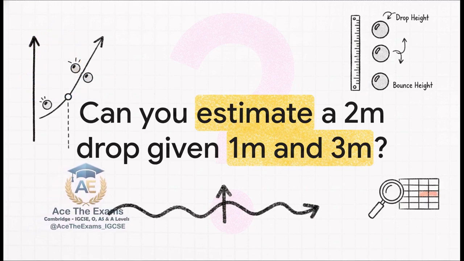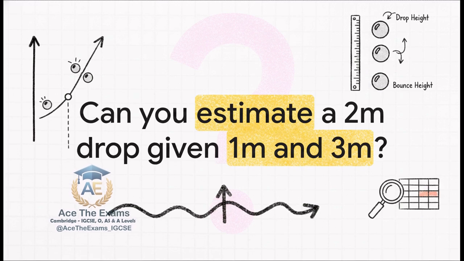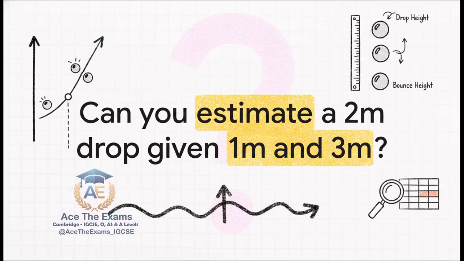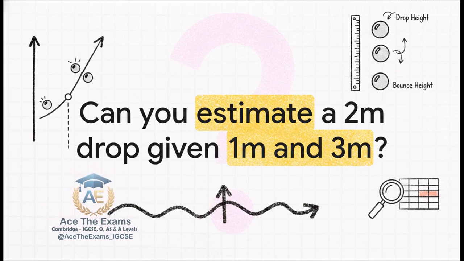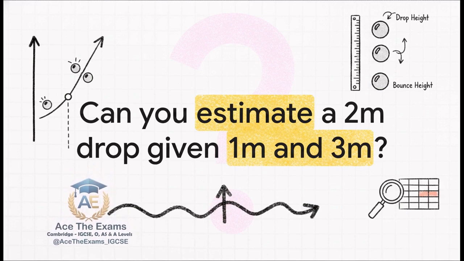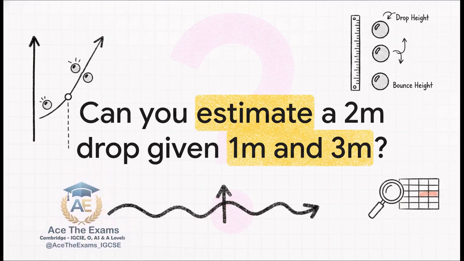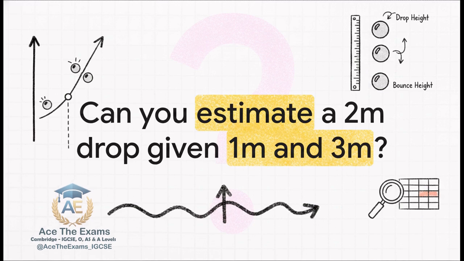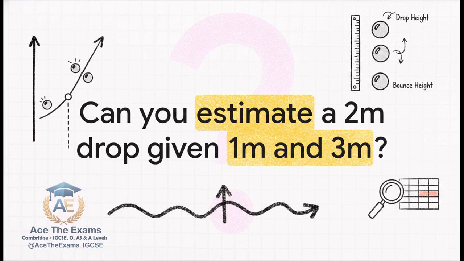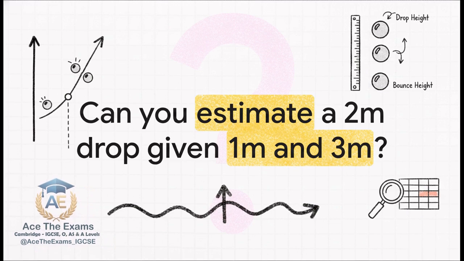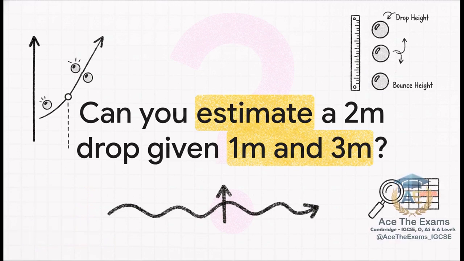Take a second to think about it. Well, because drop height is continuous data that falls within a fluid numerical range, you absolutely can logically estimate that missing 2-meter value. It's gonna fall somewhere in between the other two. This is a crucial skill for spotting anomalies in your data tables during the exam. If your 2-meter bounce is somehow higher than your 3-meter bounce, you instantly know something went wrong.